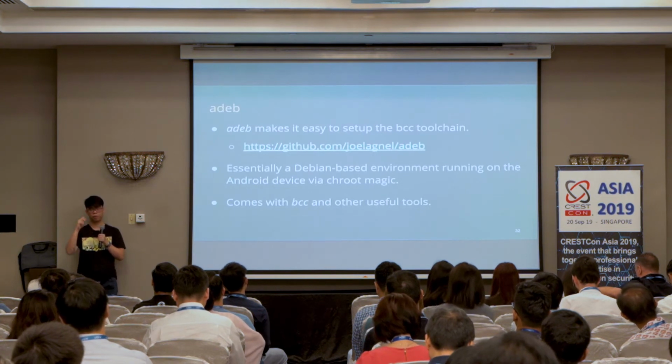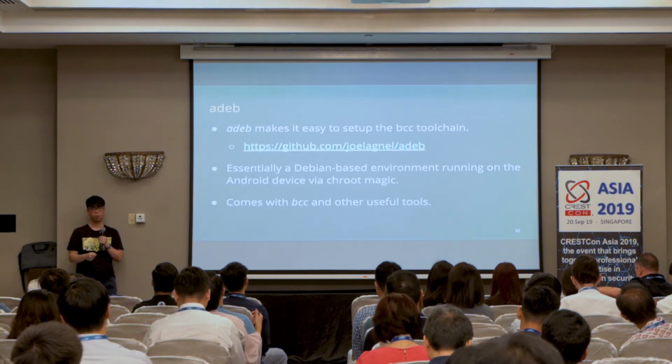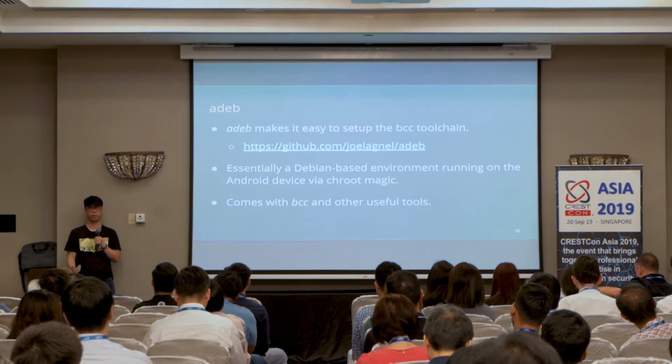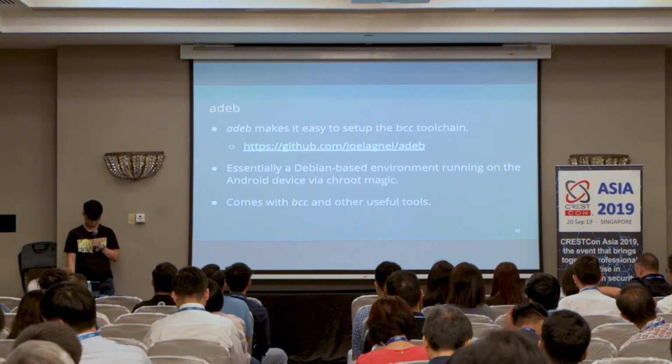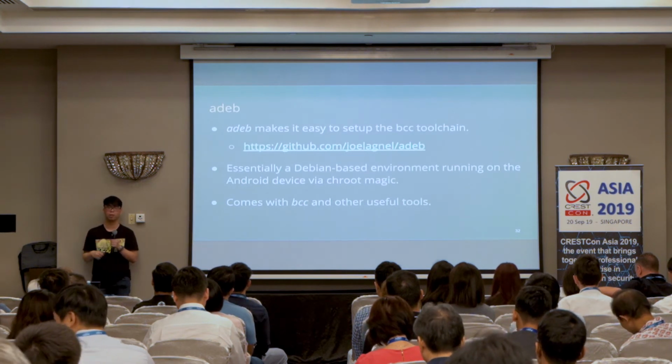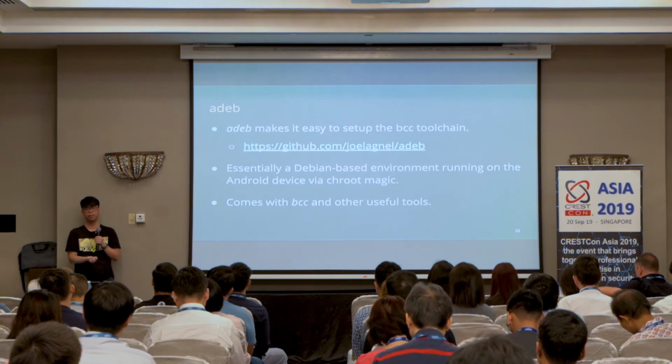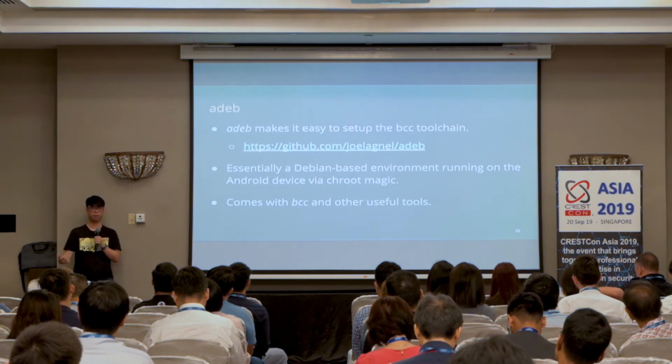So you have Vim for code editing. You even have access to apt-get, so you can install any Debian packages on your Android device. And this is very handy when it comes to analysis, because you don't actually have to compile Android-specific versions of binaries. You can just grab them from the Debian repository.